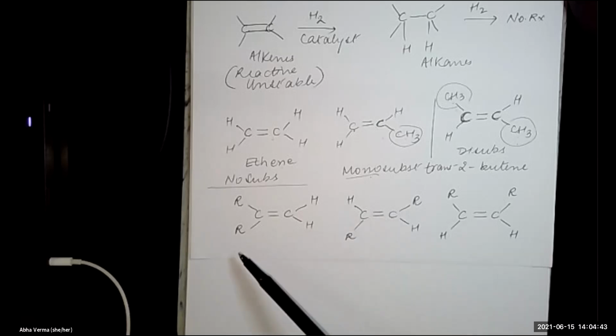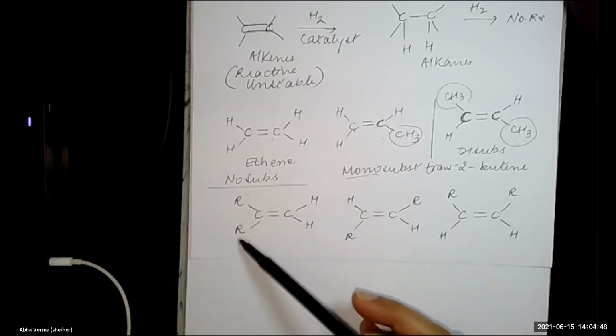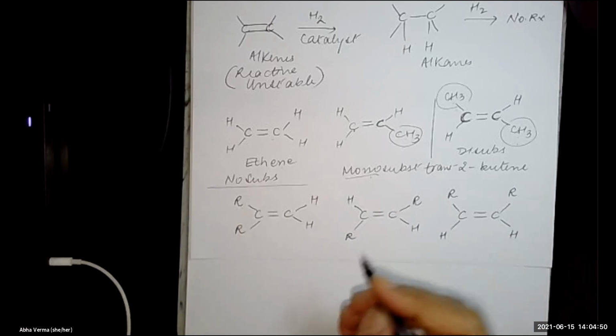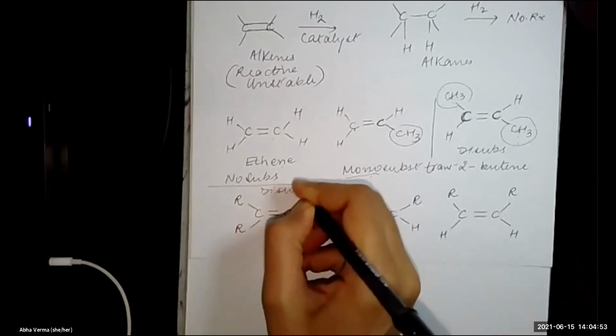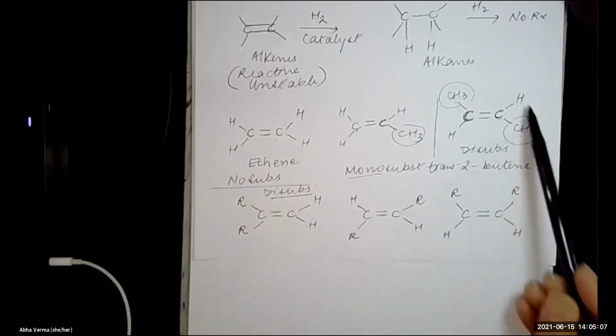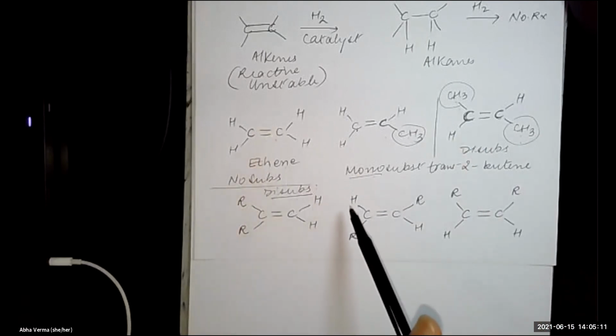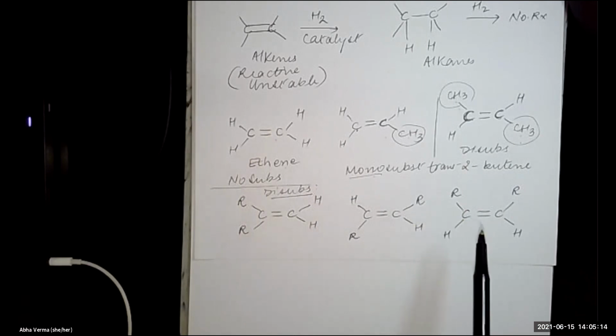So when we say di-substitution, we are just indicating that instead of hydrogens, I have two alkyl groups or some other groups. So two hydrogens are missing. Whenever hydrogens are missing, even if you have a chloride instead of an alkyl group, you will still say that it is di-substituted. So the number of hydrogens missing across the double bond tells you whether you have a mono-substituted or a di-substituted alkene.